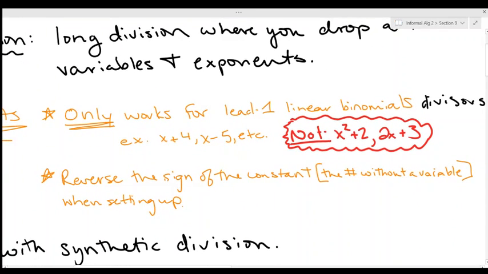Another key thing to remember is you're going to be reversing the sign of the constant, or the number without a variable, when setting up. So if you have x plus 4, for example, when we set up, we're going to use a negative for it. This is going to make more sense in about 5 seconds.